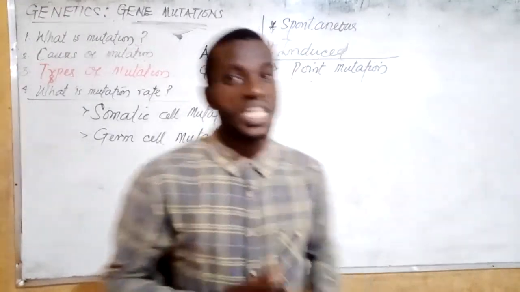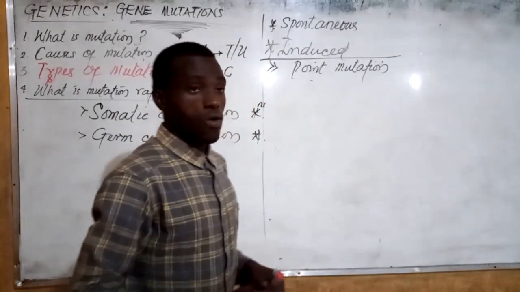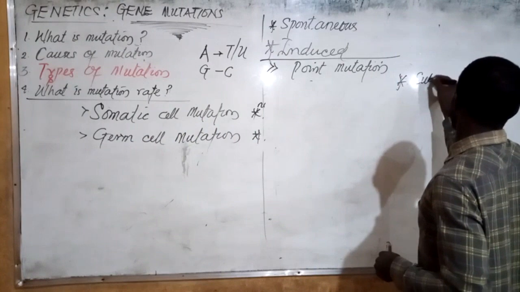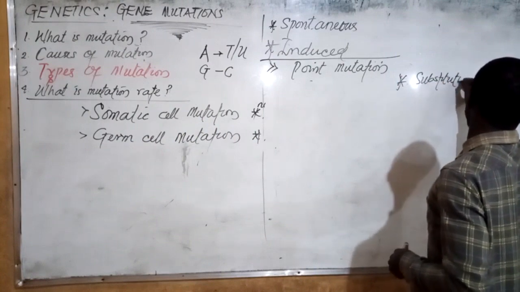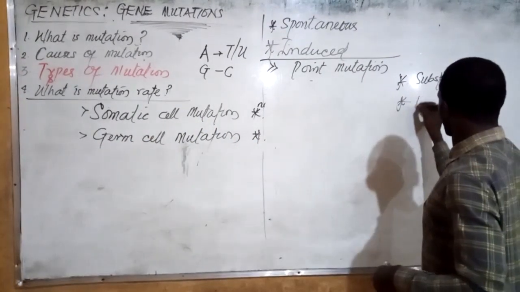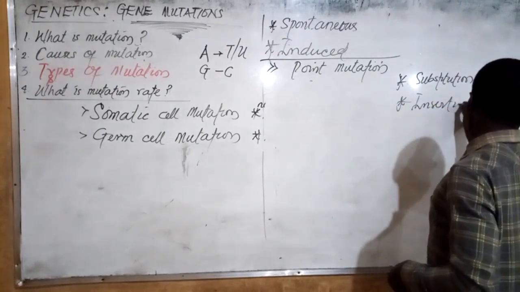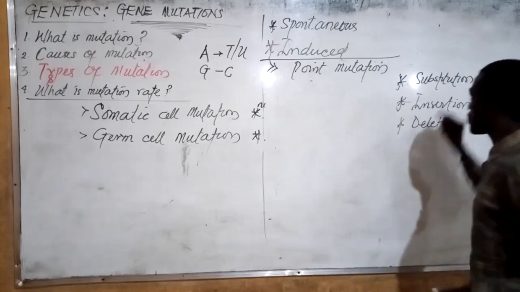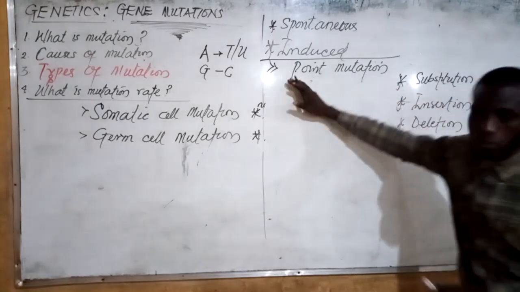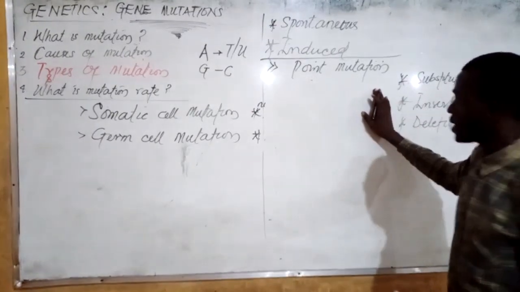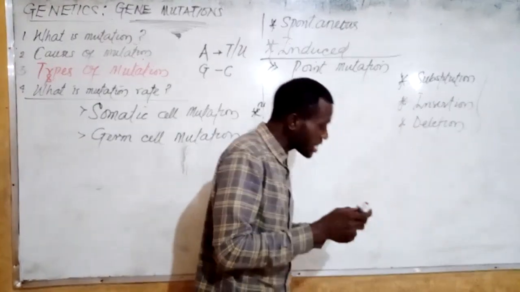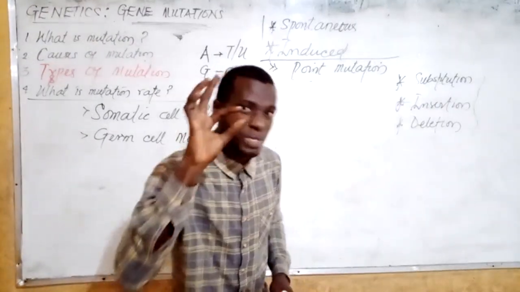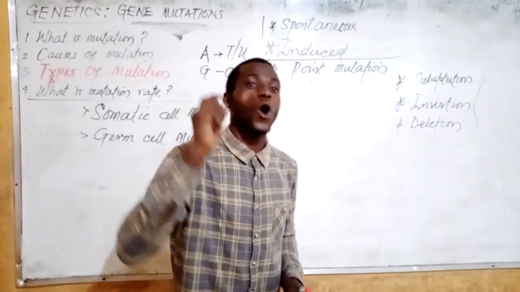Now, a point mutation is one that, we talked about substitution, we talked about insertion, we also mentioned deletion. All right, so these three basically can happen and lead to this. So point mutation is when either of these three, substitution, insertion, or deletion, happens to only one of the base pairs of the DNA sequence.